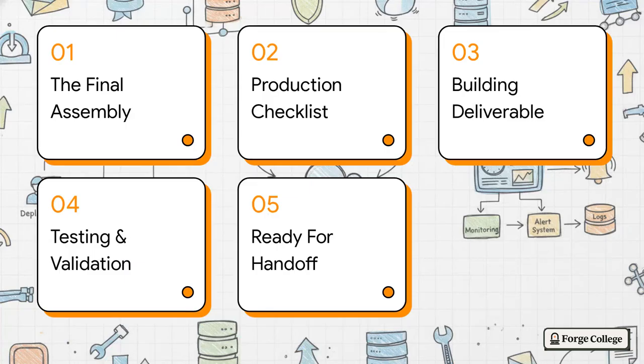Let's take a quick look at our roadmap for today's patent-style handover document. We'll be hitting the final assembly, the production checklist, building the deliverable, testing and validation, and finally, ready for handoff.